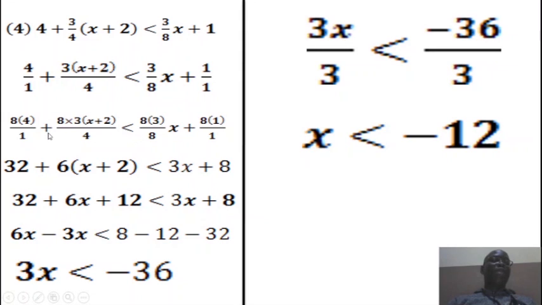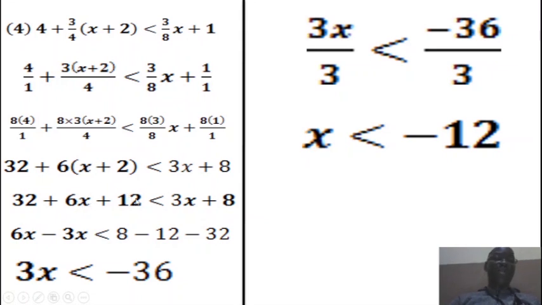And when you are done, 8 multiplying 4 is 32, but this 4 will divide 8 to get 2. 2 will multiply 3 to get 6. And we are left with x plus 2 inside the bracket, and 8 dividing 8 is 1. So we are left with 3 multiplying x, which is 3x, while 8 multiplying 1 is 8. Open the bracket. 6 multiplying x is 6x, and 6 multiplying 2 is 12.